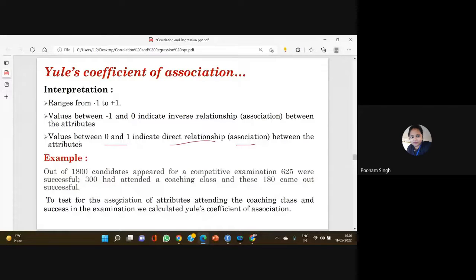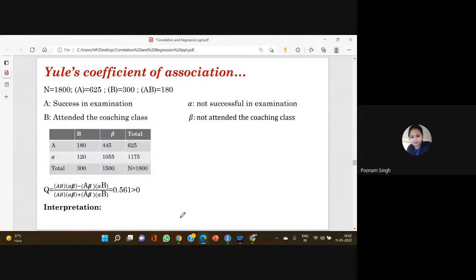This is one example that we have taken. There are 1800 candidates in a competitive exam, of whom 625 were successful, 300 had attended coaching class, and 180 came out successful. So how do we test for the association of the attributes attending the coaching class and success in the examination? We calculated Yule's coefficient. We have drawn the same table, used the formula that I told you, and the value comes out to be 0.561.